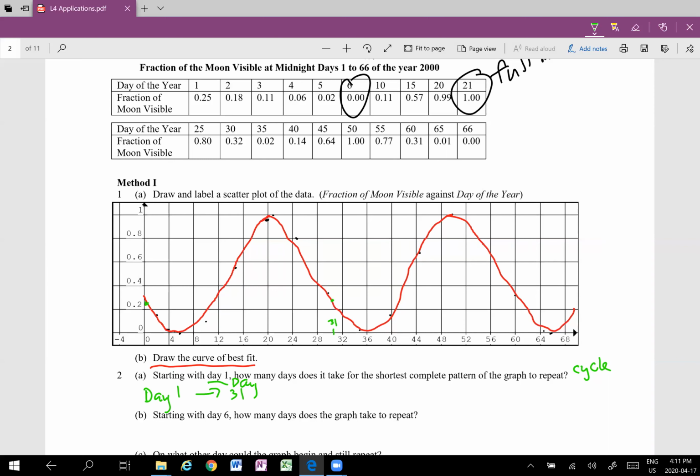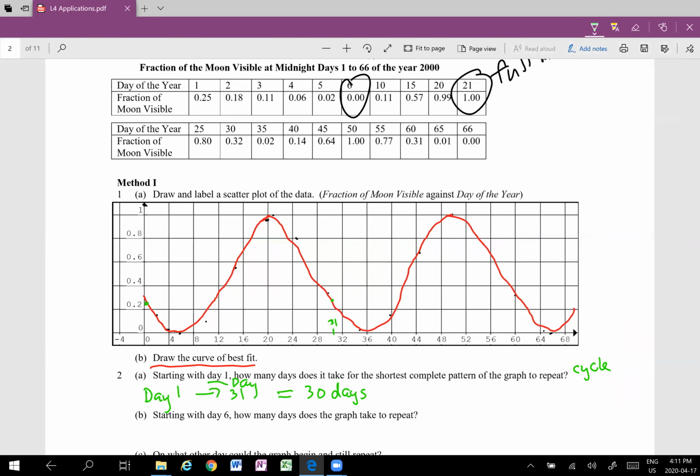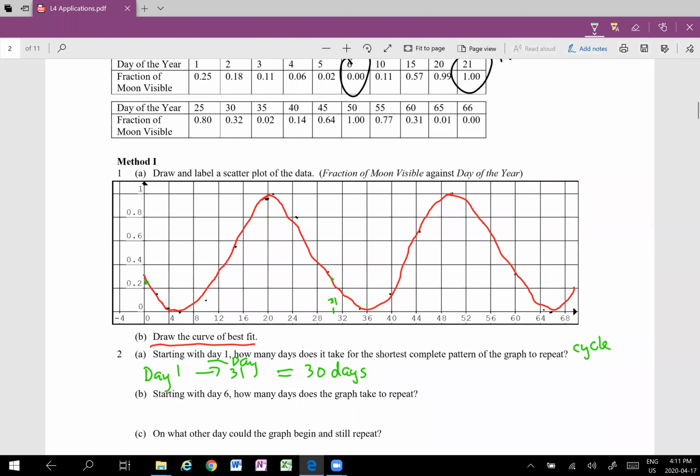How many days does it take for the shortest complete pattern? So to me, this is 30 days. Starting with day 6, let's use a different color. Let's use this green. Where's day 6? Day 6 is right here. So where do I see that? So day 6 is there, and where do I see that pattern? That day 6, and it seems to be coming up from the bottom, so maybe day 6.